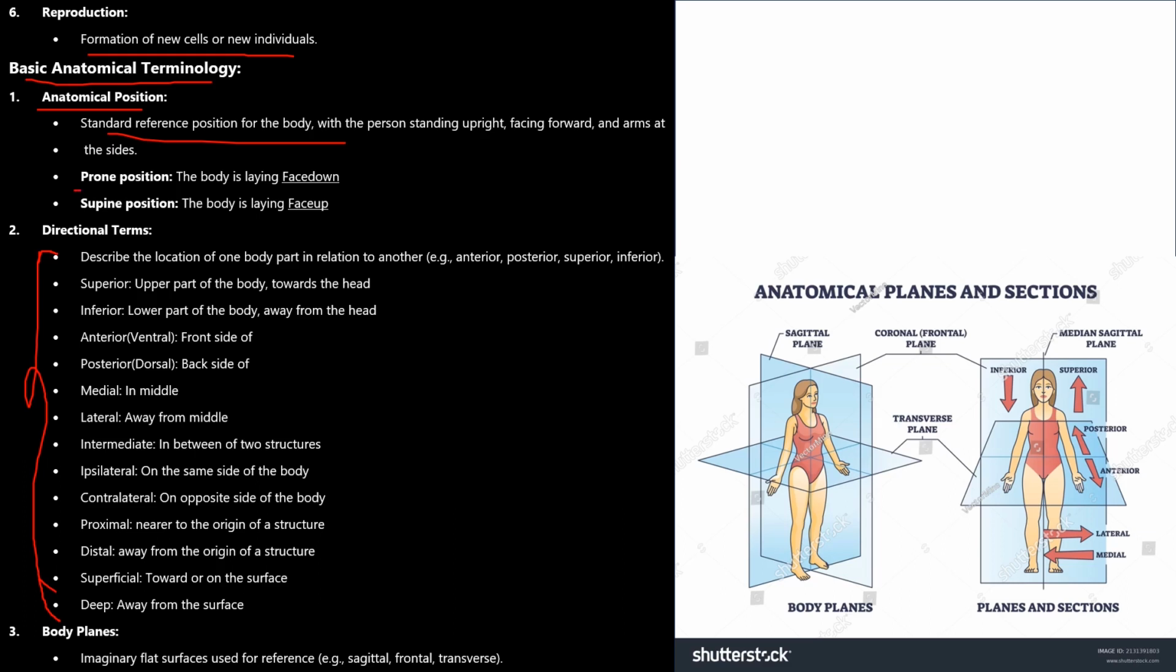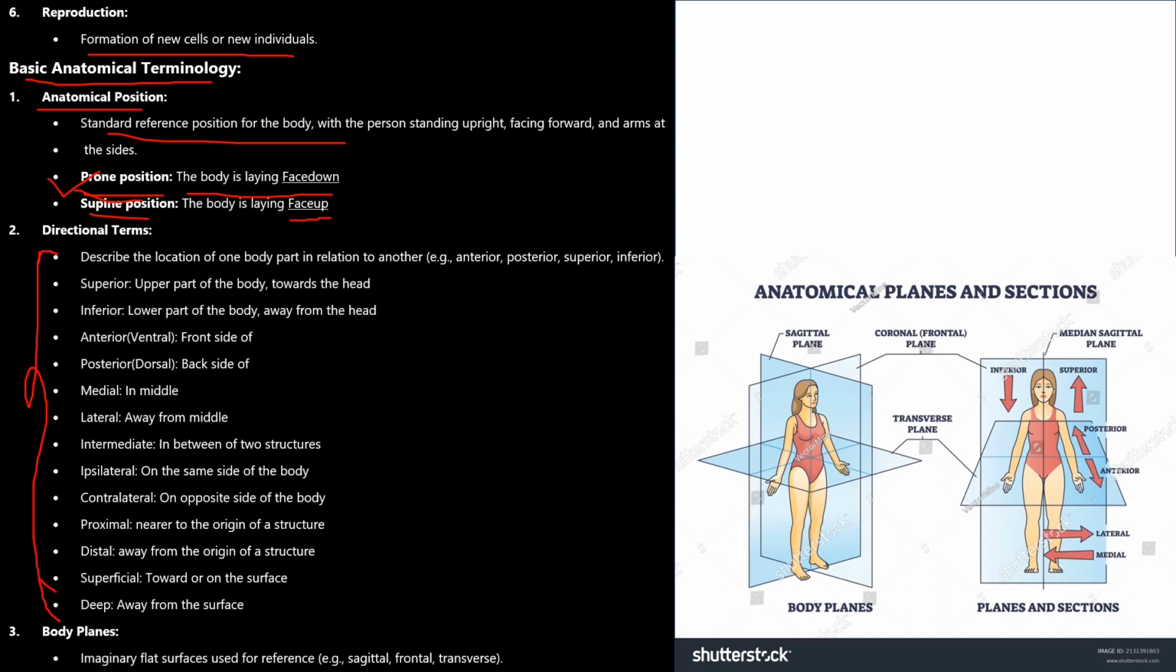Prone position. First, let's discuss the positions. There are two positions, the prone position and the supine position. In the prone position the body is lying face down, if we lie on the ground or floor with the face downwards. This is called the prone position. And in the supine position, the face is up. We are lying down with our face upwards.